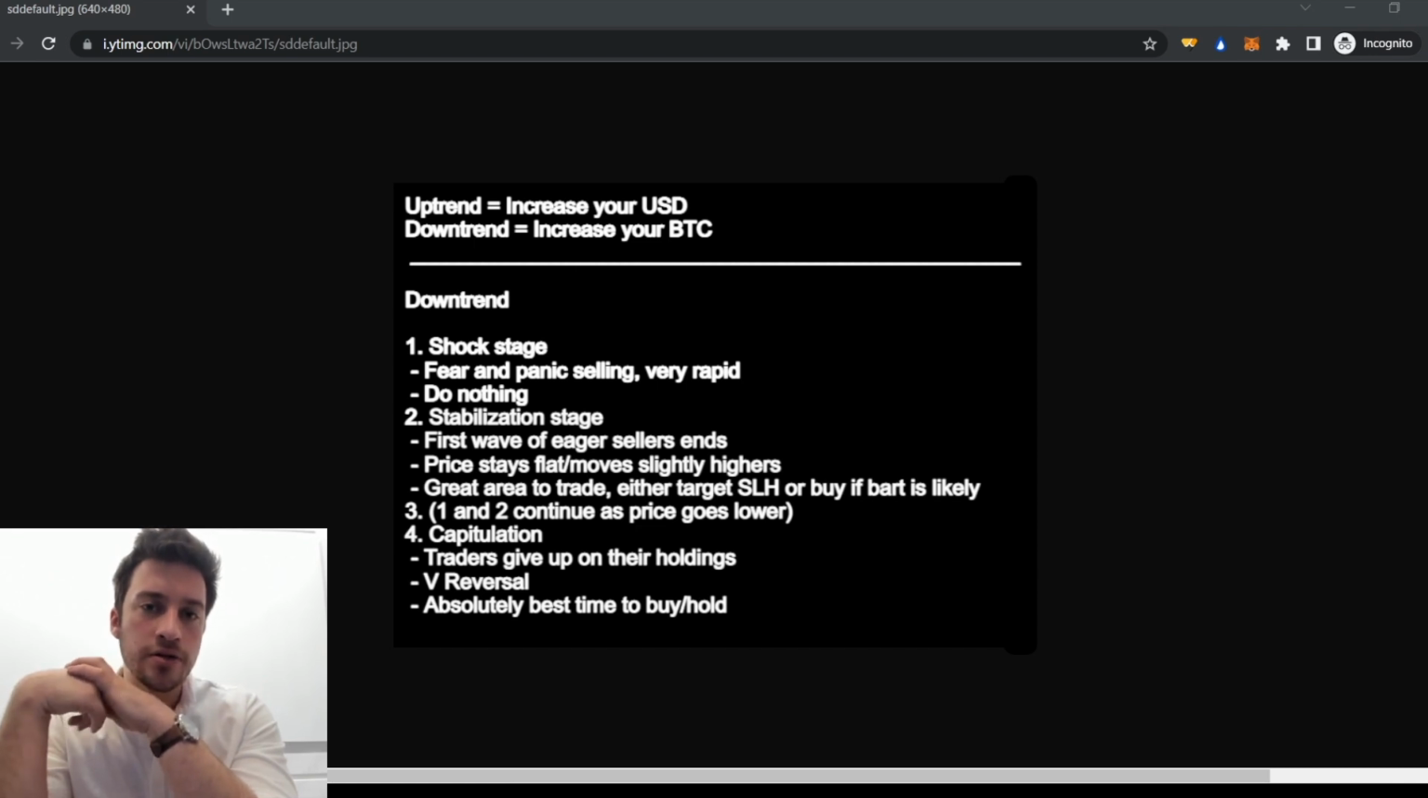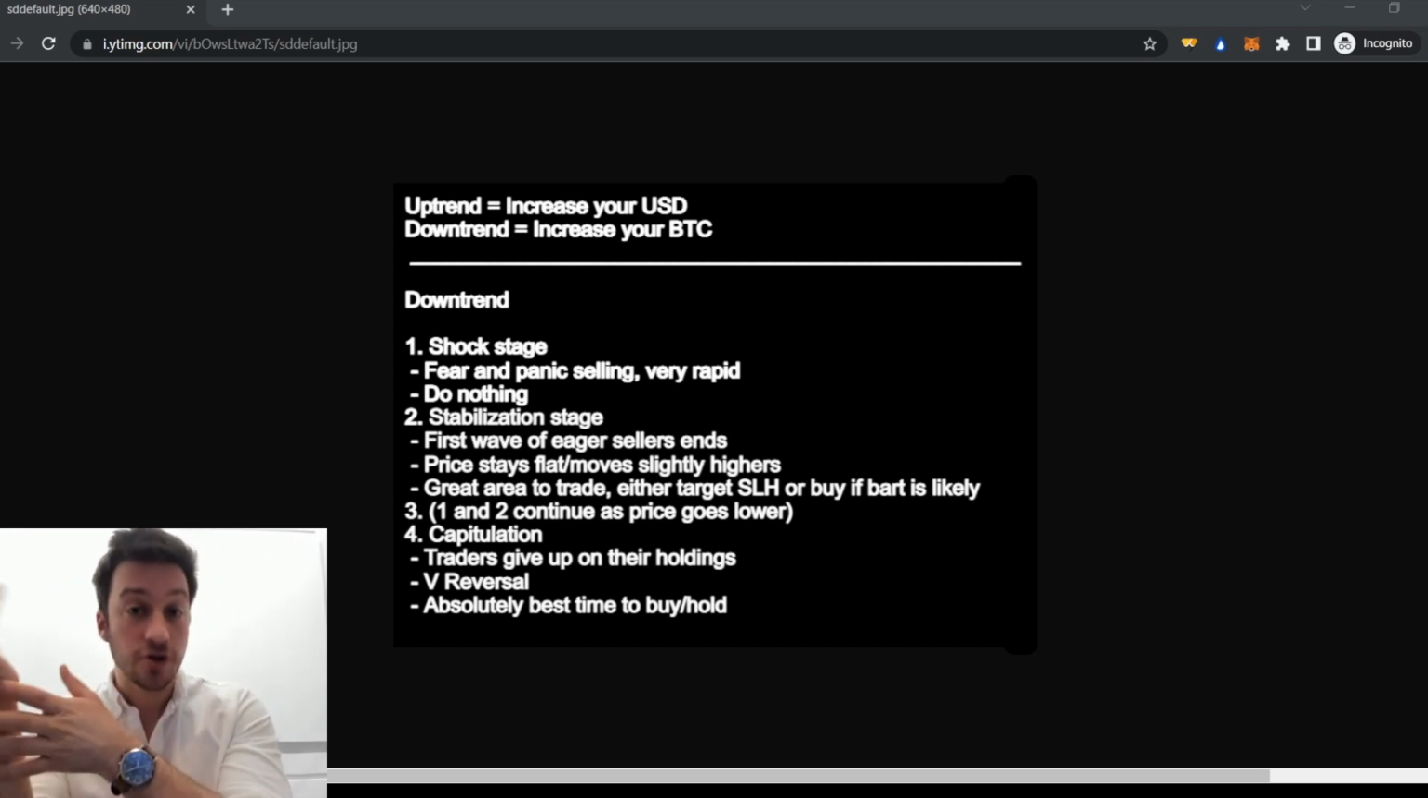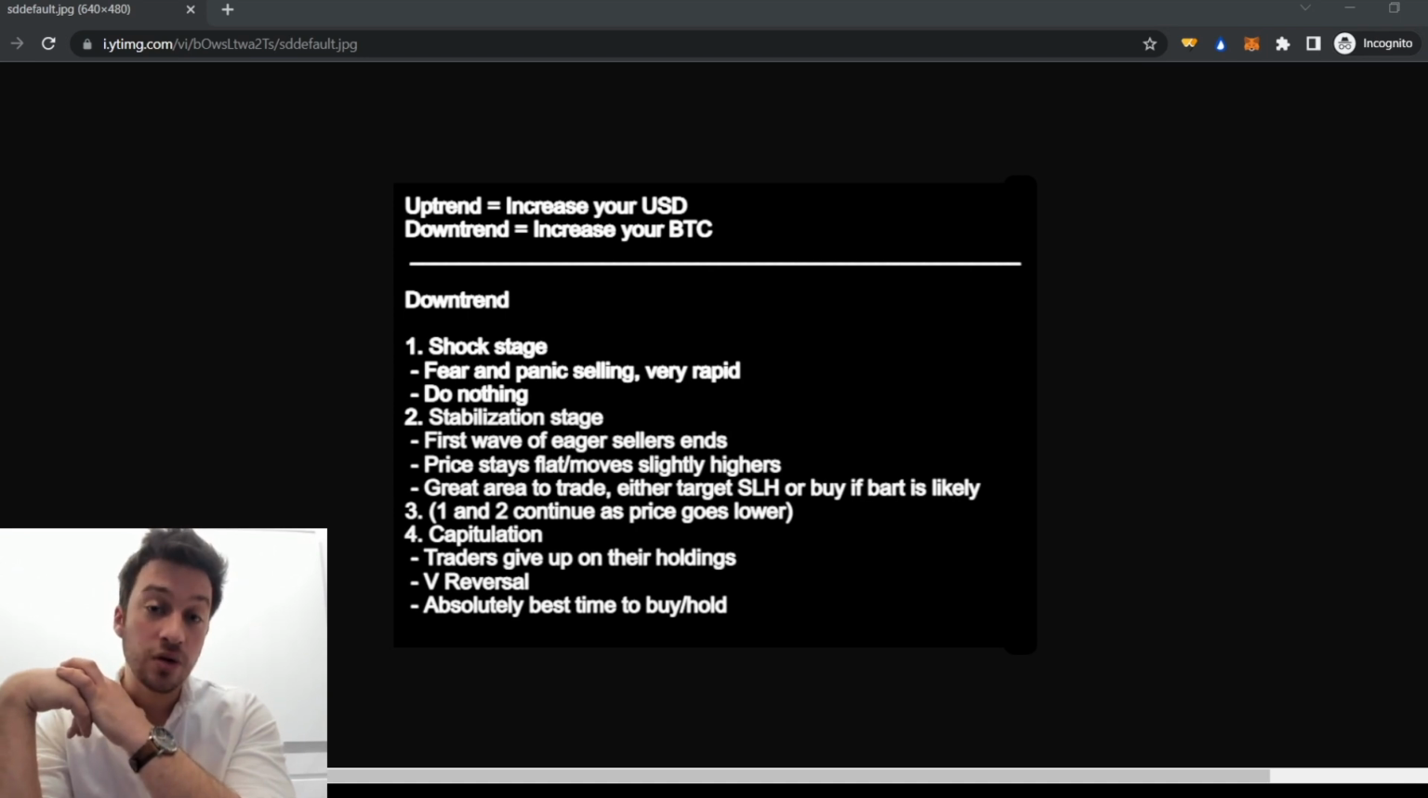It's very easy in an uptrend to increase your USD, but it's a bit harder to increase your BTC. It's very easy in a downtrend to increase your BTC because you can just sell and buy back lower as sellers just continue pushing it lower. But it's harder to increase your USD because the majority of the movements are lower. So that's typically why I don't try to increase my USD on a downtrend by trying to buy at what I think might be the lowest point and sell higher. Typically, I just look to sell during the downtrend in a stage that's not panic, and then just buy lower as the panic continues. That's just something that I like to do.